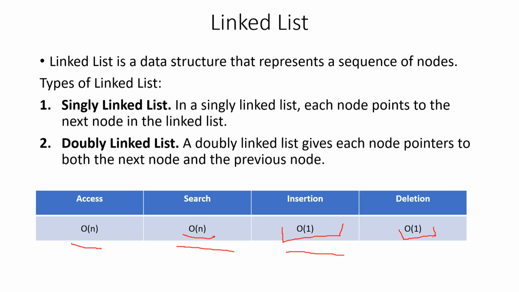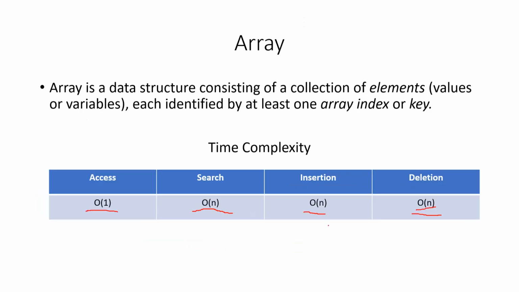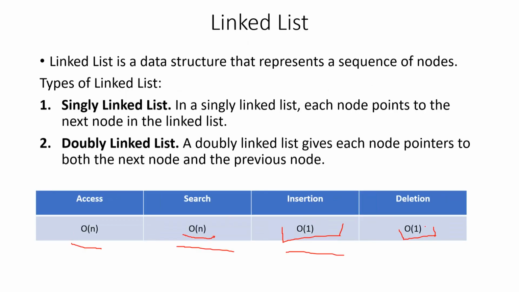So if we go back, the advantage of the array is that it has constant time access, but the disadvantage is that it takes linear time complexity for insertion and deletion. In a linked list, the advantage is that it takes constant time in terms of insertion and deletion. So if you have a lot of operations where you need to add or delete elements, it's better to use a linked list.